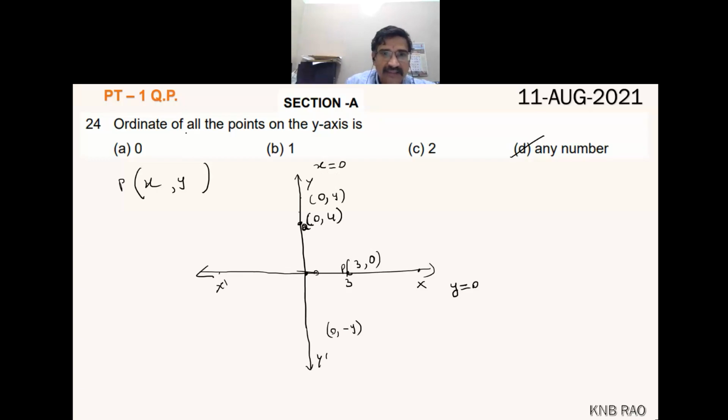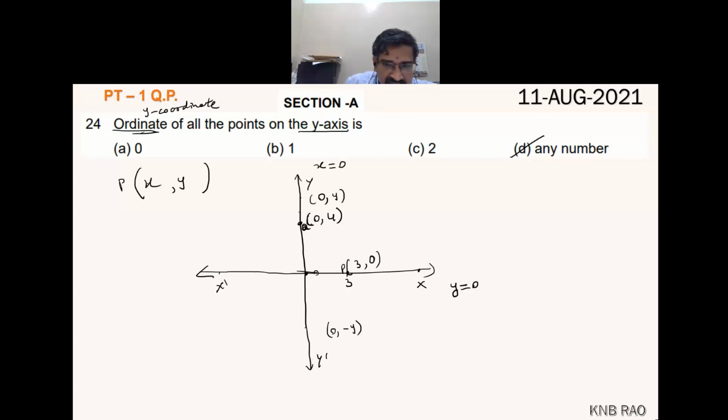But he is asking, for a point lying on the y-axis, what is its y coordinate? Ordinate is another name for y coordinate. What will be the value of the y coordinate? See, if any point is lying on the y-axis, I can say its x is 0, that is, its abscissa is 0. For the ordinate, we don't have any fixed value. It can vary, it can be a positive number when it is above the origin, and a negative number when it is below the origin.